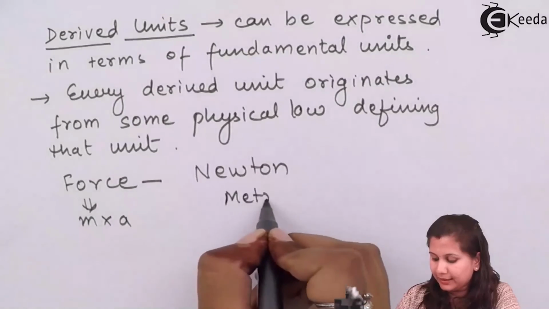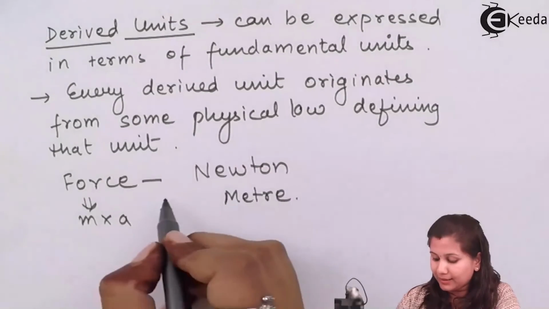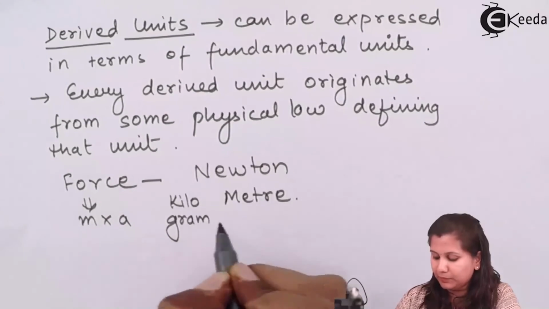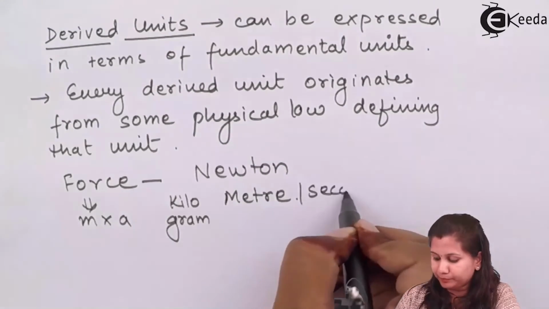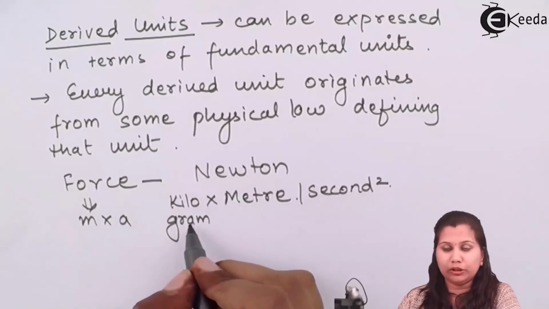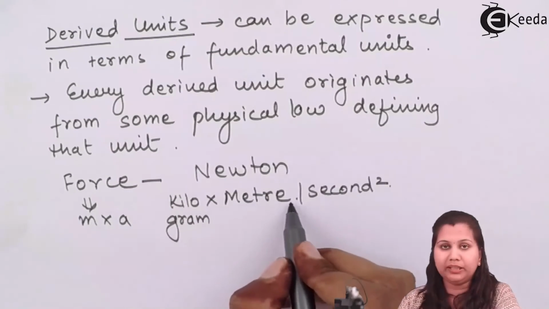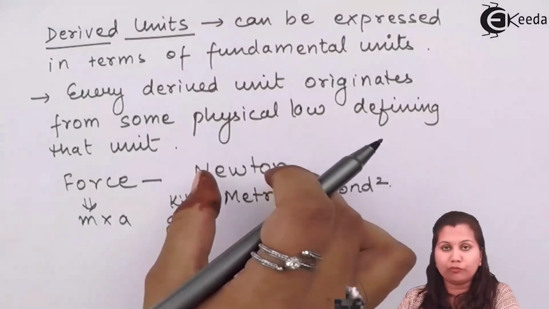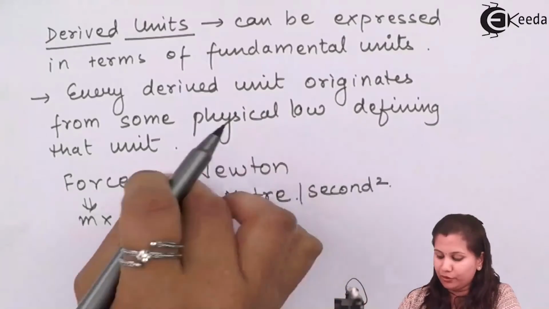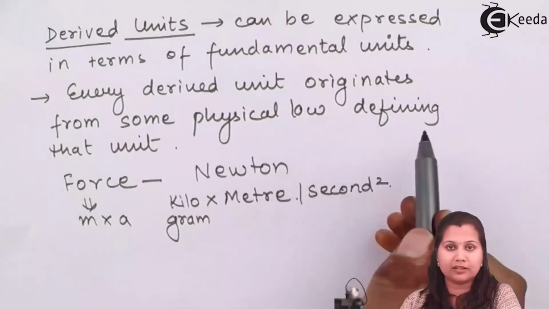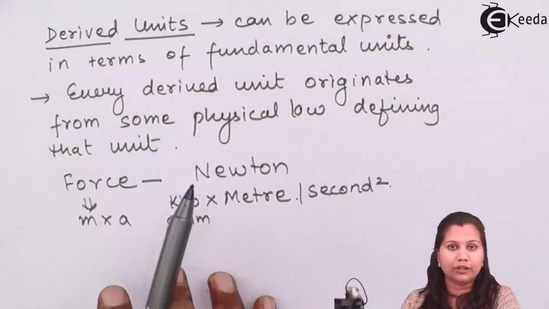And mass is what? Kilogram, and acceleration is meter per second square. So we can say that Newton is equal to kilogram into meters per second square. So fundamental units are involved in this derived unit, and this derived unit has originated due to some physical law which is defining that unit.